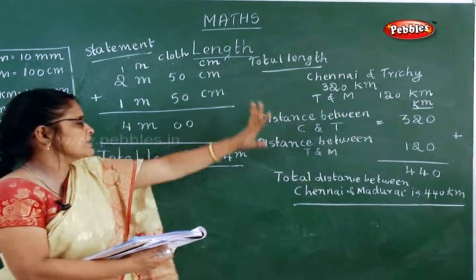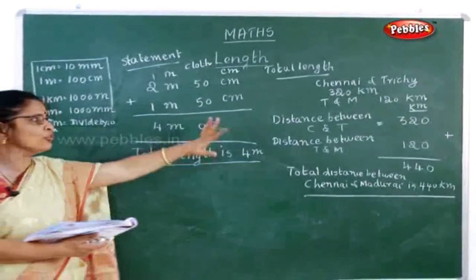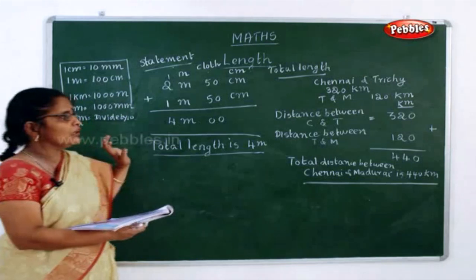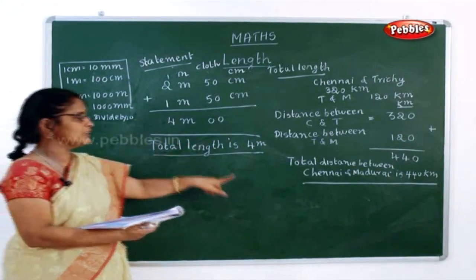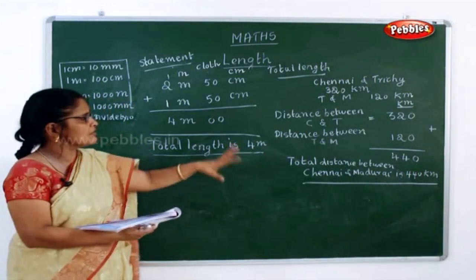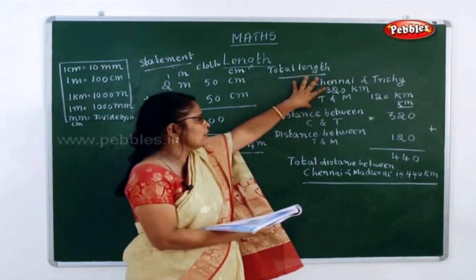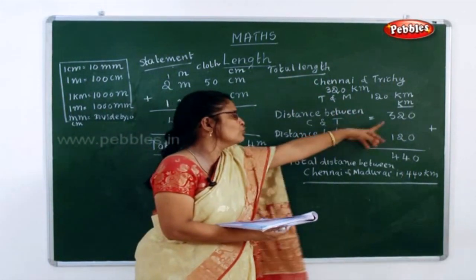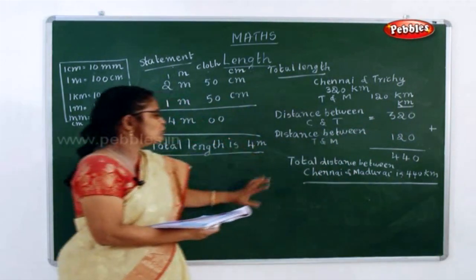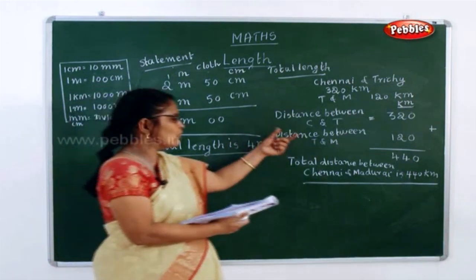See, whenever your statement problem, first thing what you have to do is you have to read the sum very carefully. After reading it, you have to see what question they have asked. You have to read the question. See, these things they have given. Now, what is the thing they have asked in the question? You have to find the total distance between Chennai and Madurai. So, in statement problems, you have to be clear.